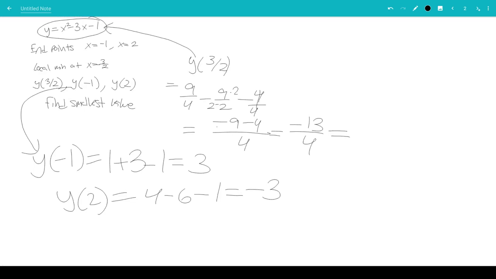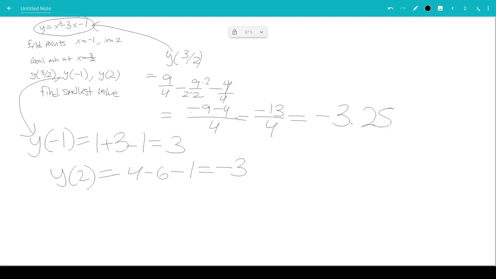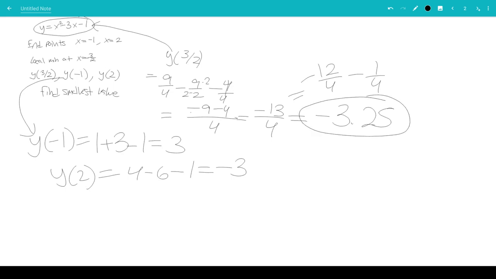So this is -3.25, right? Because this is -12/4 minus 1/4. So that's -3 minus 0.25. So this is the smaller value, which means that's the local minimum at x equals 3/2. So this absolute minimum of -3.25 is also the local minimum.